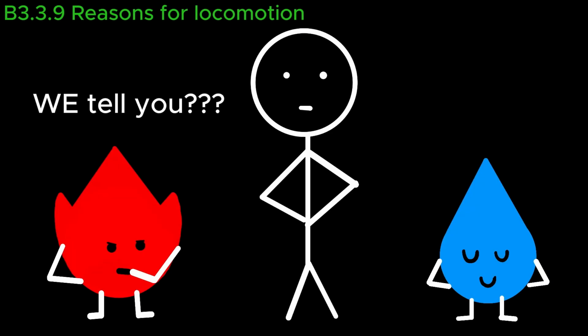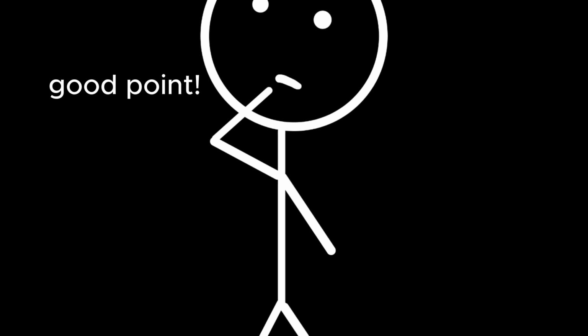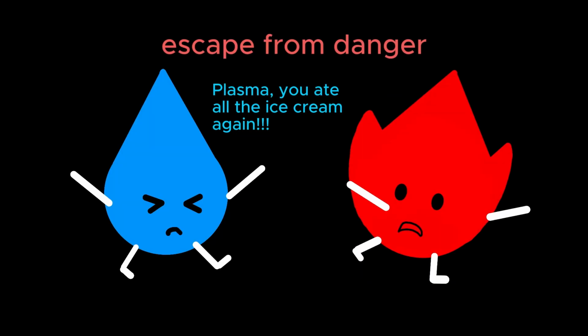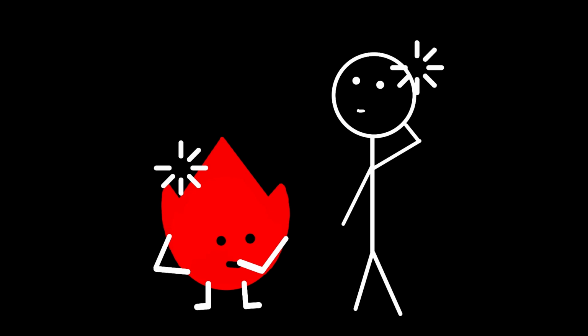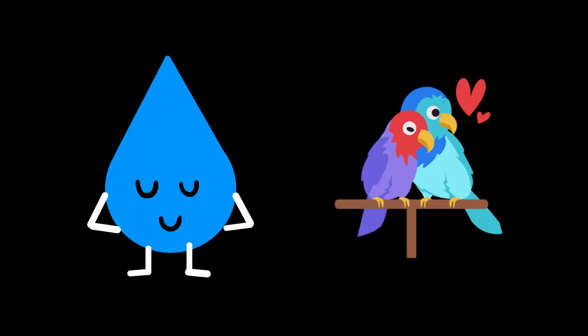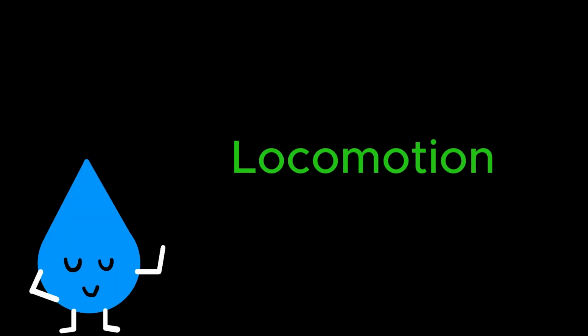You tell me. Well, you can find more food. Oh, you're right, Plasma. You can also escape from danger. Very true as well. There are 2 more benefits: searching for mates and migration. Oh, okay, that is useful for some organisms. We are talking about locomotion though, not movement.